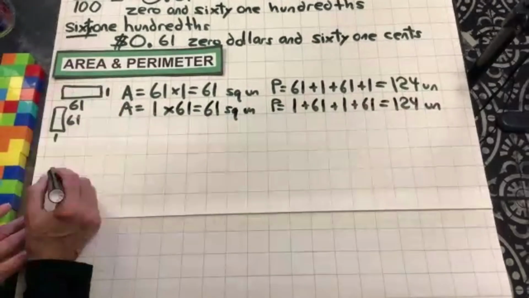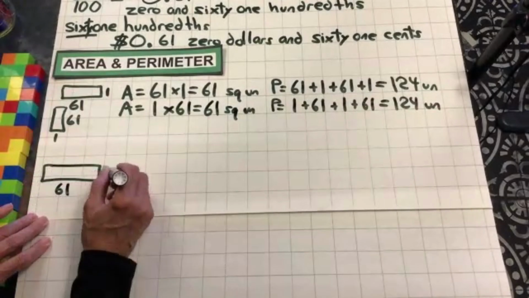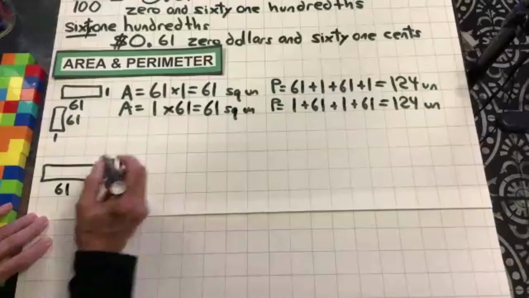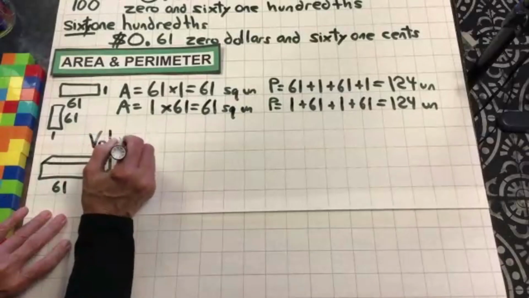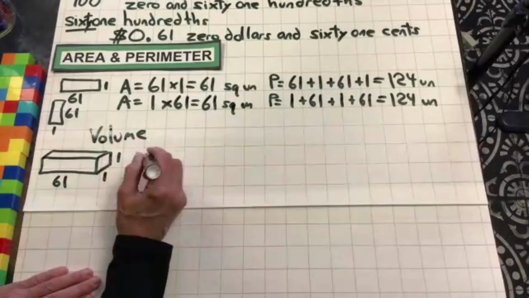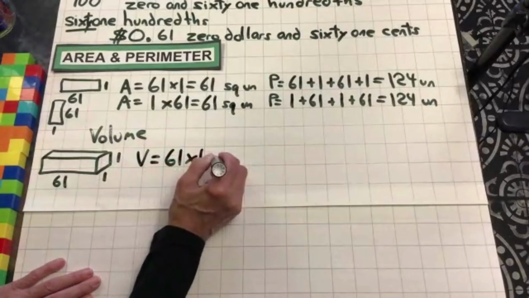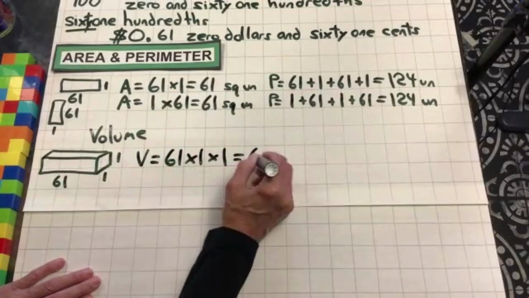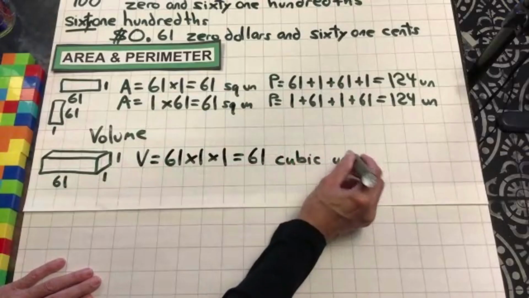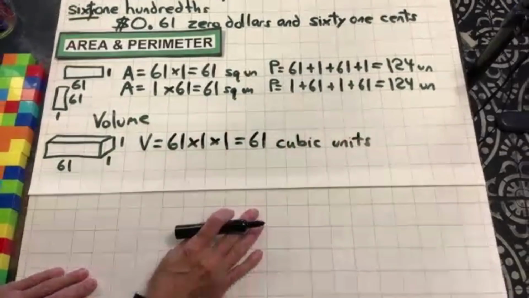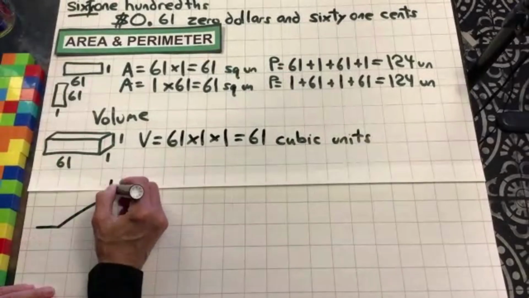So we're going to take the same one and we're going to draw it out. So we got 61 by 1 deep by 1 tall. Now we're doing cubic units. Volume is cubic units. So our volume here would be 61 times 1 times 1 equals 61 cubic units. All right, let's try the next one, which would be a 1 by 61 by 1 tall.